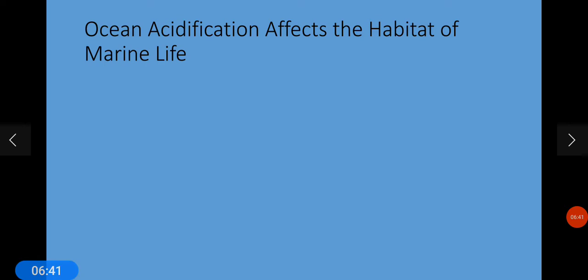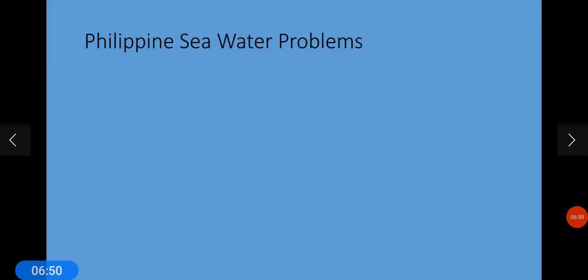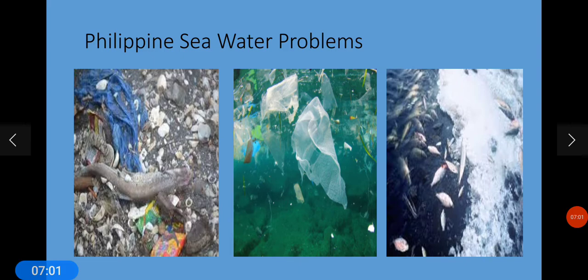Ocean acidification affects the habitat of marine life. Philippine seawater problems. The problems in the Philippine seawater are because of massive throwing of trash in the sea, especially by people who are settled near the sea.